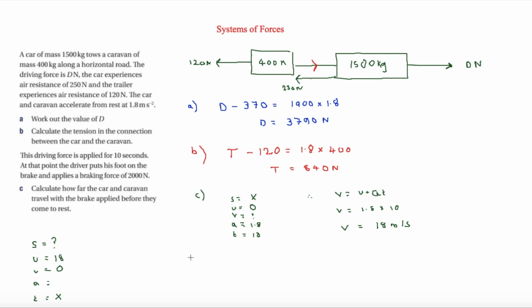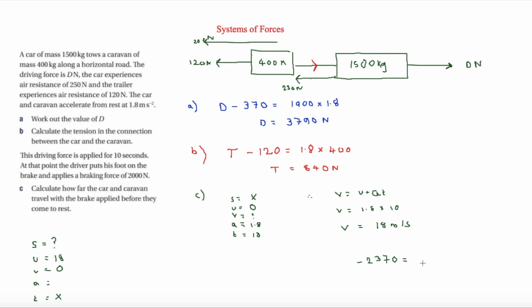To find out what A is, we're going to be using F is equal to MA. So the force here, we're going to treat it again as one system. It's got a braking force now of 2,000 newtons. So that's an extra 2,000 going there. And we also now do not have a driving force anymore. So it's going to be 2,000 newtons plus the resistance. That means that is going to be minus, because it's going in the opposite direction, 2,370, and that is going to be equal to MA.